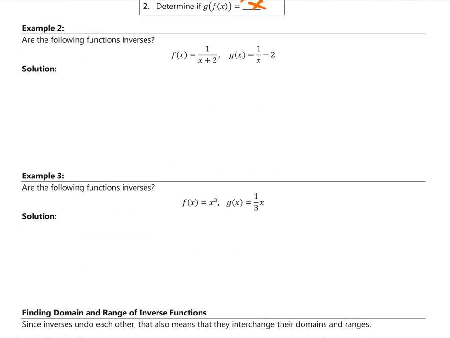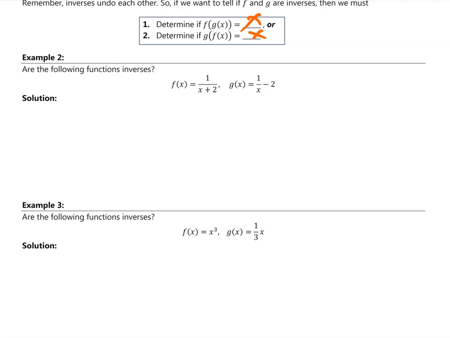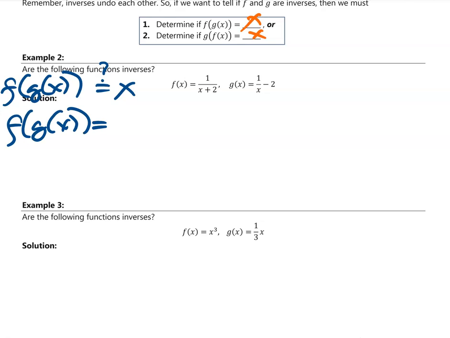So let's say example number 2, f of x equal to 1 over x plus 2 and g of x equal to 1 over x minus 2. So let's use number 1. So we're going to show that f of g of x equals x. So that's the question. So remember, you don't need to show both. You can just choose one. So let's try f of g of x. And that is equal to your g of x. Substitute that to the x of f.